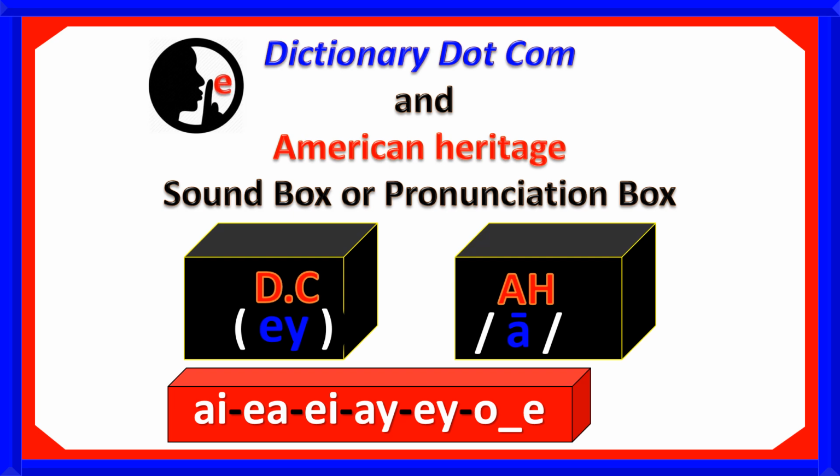Okay, in dictionary.com, when it comes to the long A, the long A will be represented by EY. In American Heritage, it would be represented by A with a line over the top. That will represent all the graphemes on the bottom there that are long A graphemes. Okay? Can't stress that enough. It's very important. Let the child learn what EY represents, all the graphemes from dictionary.com. And A with the line over the top represents all the long A graphemes for American Heritage. That's very important.